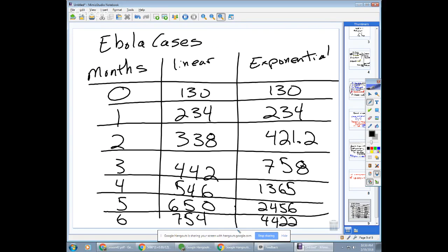So for 3 and 4, you're supposed to write a formula. I haven't written my formulas down yet. You're supposed to calculate what happened in 6 months for each formula. If it increases linearly, I get that there's going to be 754 cases in 6 months. If it increases exponentially, I'm going to get over 4,000 cases. So if your formula is not working out, let me know, and I'll come take a look. Is it way off? On which one? The first one? The second.